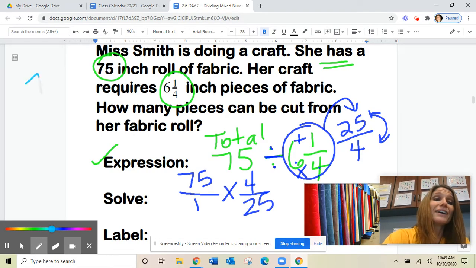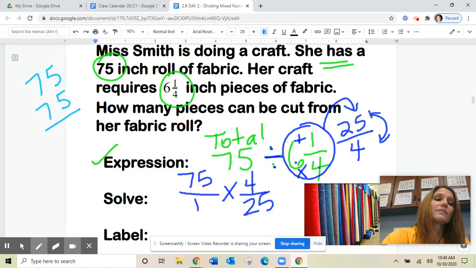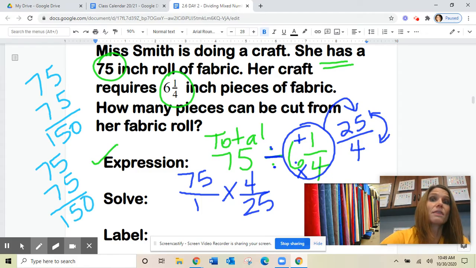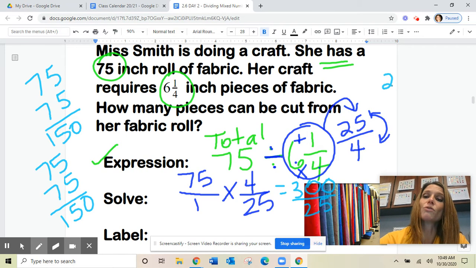So 75 times 4 would be a 75 and a 75, and then another 75 and another 75. So each of these are 150 in value, making it 300 total. So my numerator is 300. And 1 group of 25 is a 25. It's very improper, so now I'm going to figure out how many quarters are in 300.